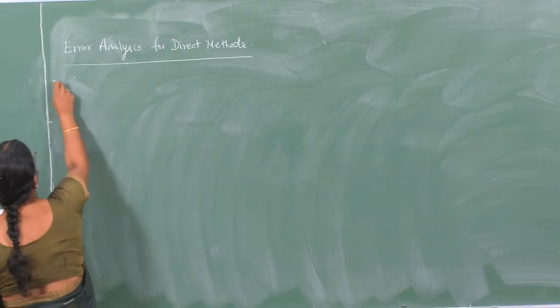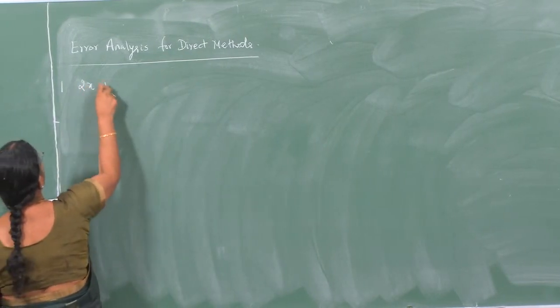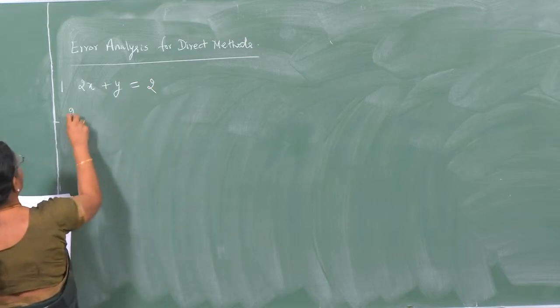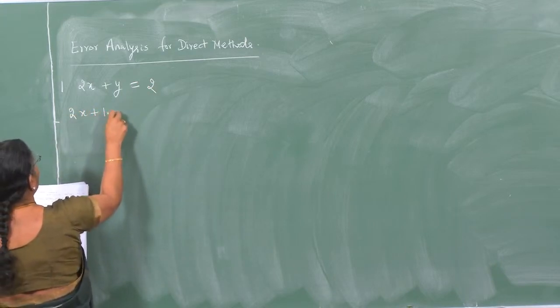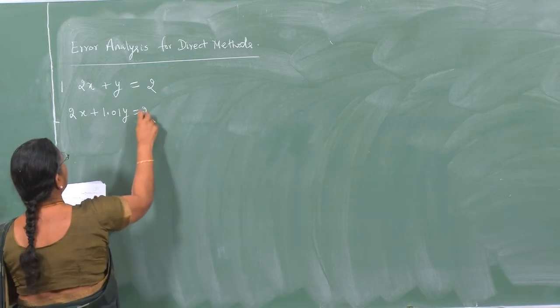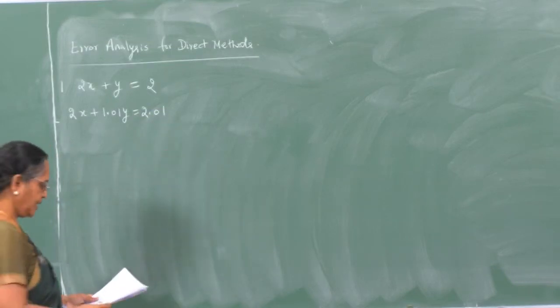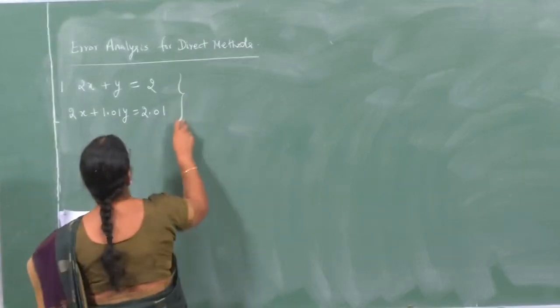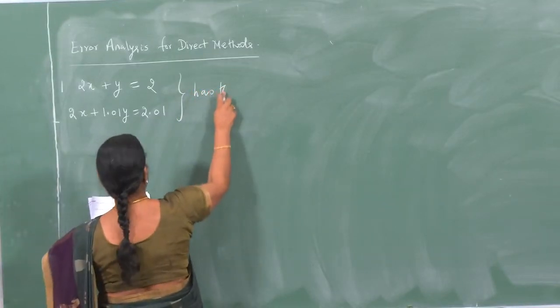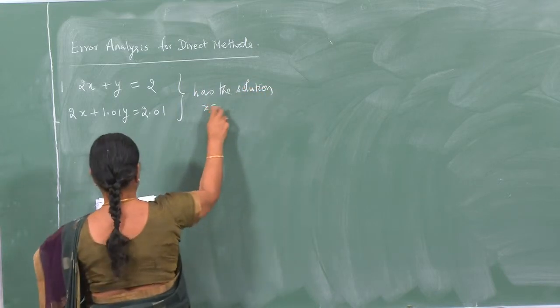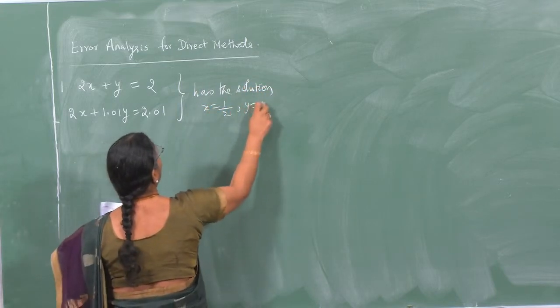Suppose I am given a system of equations of the form 2x plus y equal to 2, 2x plus 1.01y equal to 2.01. It is immediate that this has the solution x is equal to half and y equal to 1.